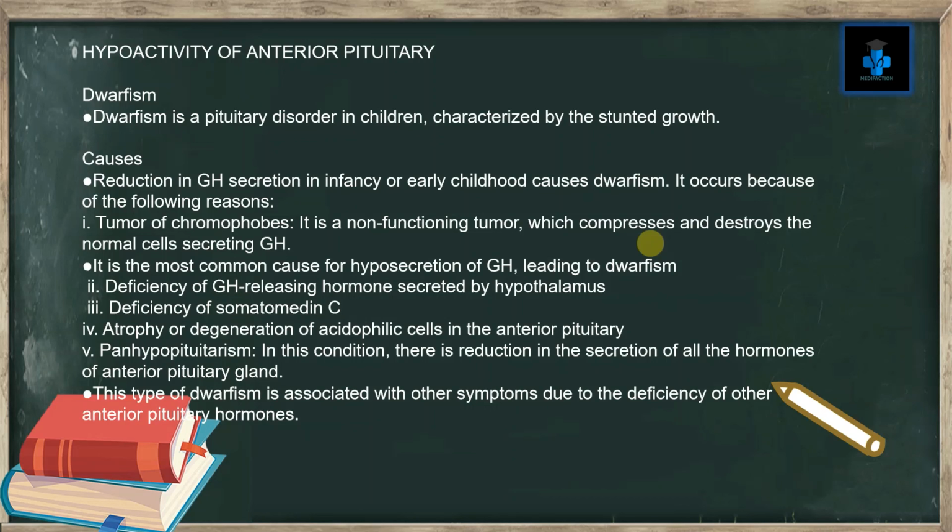Number 2 is deficiency of growth hormone releasing hormone secreted by hypothalamus. Number 3 is deficiency of somatomedin C. Number 4 is atrophy or degeneration of acidophilic cells in the anterior pituitary. Number 5 is panhypopituitarism. In this condition, there is reduction in the secretion of all the hormones of anterior pituitary gland. This type of dwarfism is associated with other symptoms due to deficiency of other anterior pituitary hormones.